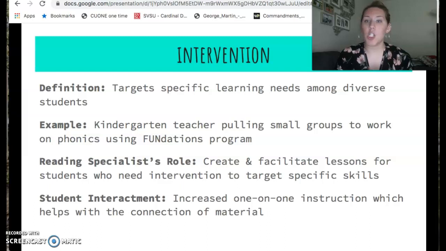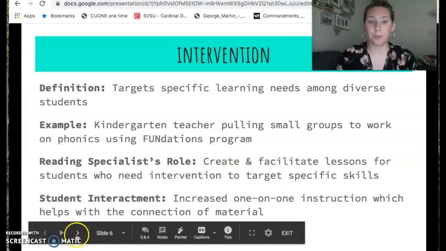The next one is intervention. Intervention, unlike remediation, targets specific learning skills that students need. Now, this could be a kindergarten teacher pulling a small group after a phonics lesson to work on phonics more in depth using the Foundations program. So classroom teachers can use this every day, as well as reading specialists, because the reading specialist may also have their own daily or weekly group. So they can create groups and facilitate lessons and target those specific skills that students need improvement on. When students are getting intervention, they're getting one-on-one instruction, which is going to help them increase with the connection of the material.